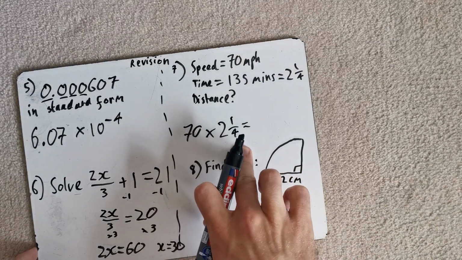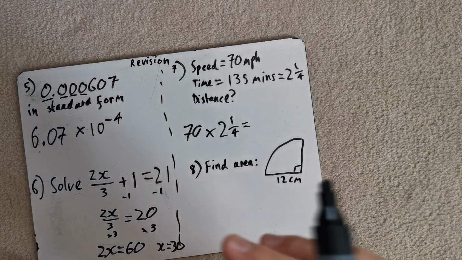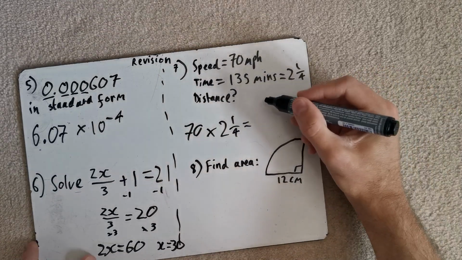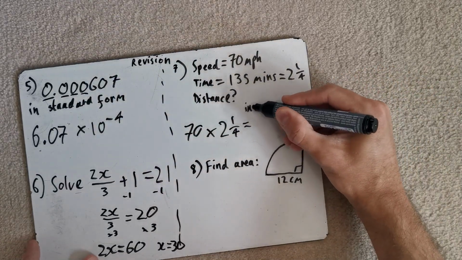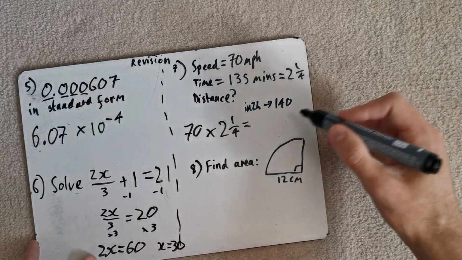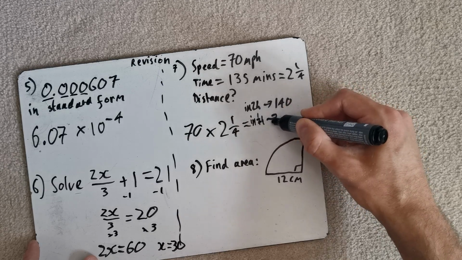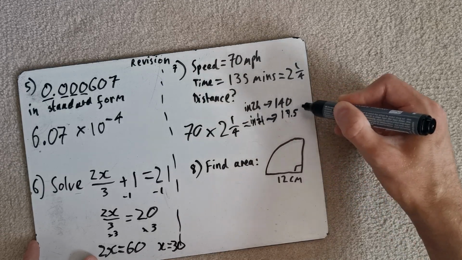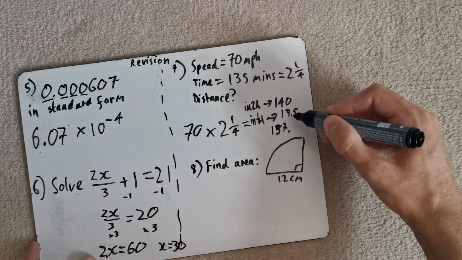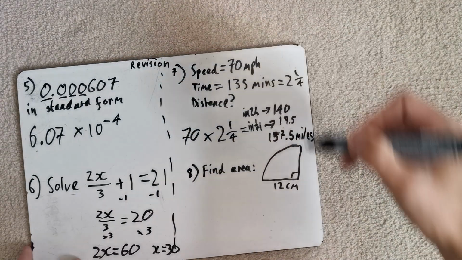Now 70 times 1/4. What is 1/4 of 70? So half it you'll get 35. Half it again you'll get 17.5. Okay. So what did we say? In 2 hours would be 140 because we've done 70 times 2. In a quarter of an hour, what did I say? 17.5. Add them together, you're going to get 157.5 miles it'll be, because it's miles per hour.